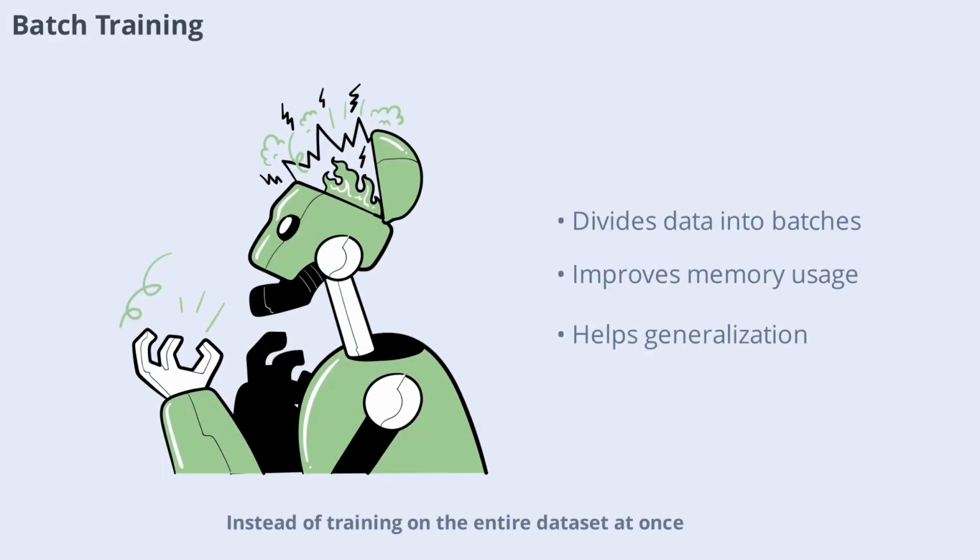Instead of training on the entire dataset at once, neural language models often use batch training. This means the data is divided into smaller groups or batches which are processed one at a time. Batch training helps manage memory usage and can speed up the training process. It also introduces some randomness which can help the model generalize better to new data.